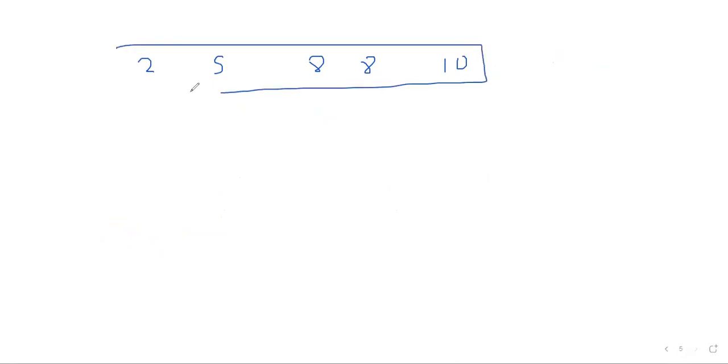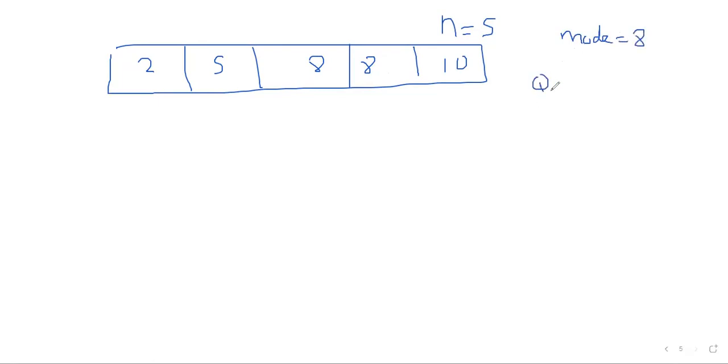Let me repeat. If you had numbers like 2, 5, 8, 8, and 10, okay? So in this case, what is our n? 1, 2, 3, 4, 5. Our n is 5, right? Yes. So what is our mode in this case? 8, correct.